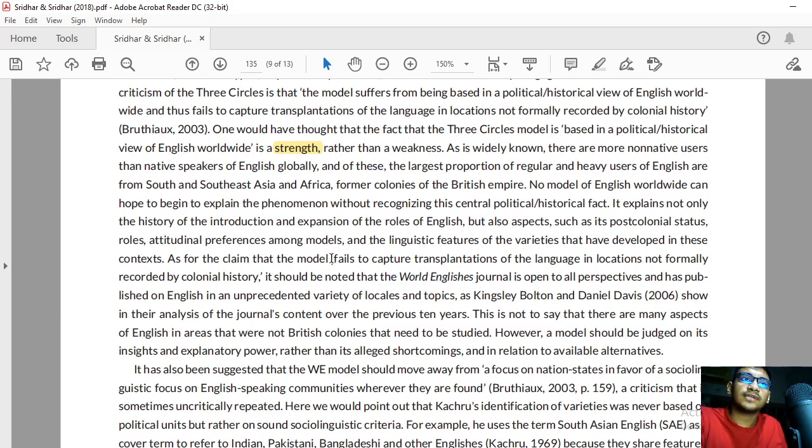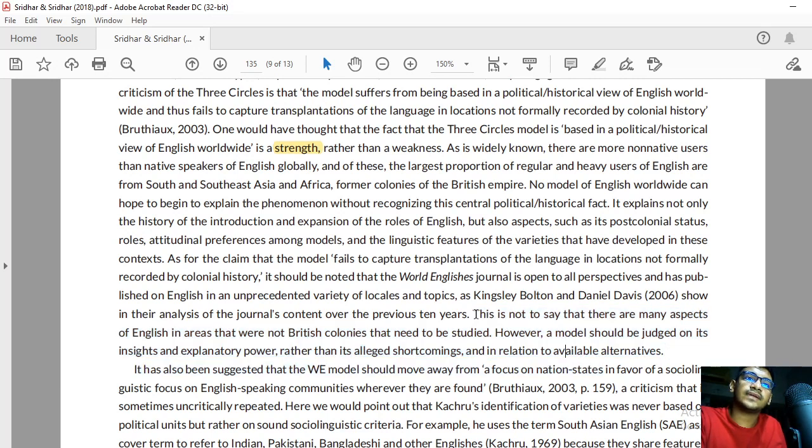So it's not actually a fault of Kachru's three circles, but Sridhar and Sridhar are inviting more and more papers, more and more research studies on world Englishes of the quote unquote third world countries, as we've already discussed. This is not to say that there are not many aspects of English in areas that were not British colonies that need to be studied. So besides British colonies, of course, we also need to study Chinese English, right? Korean English. However, a model should be judged on its insights and explanatory power rather than its alleged shortcomings, and in relation to available alternatives.